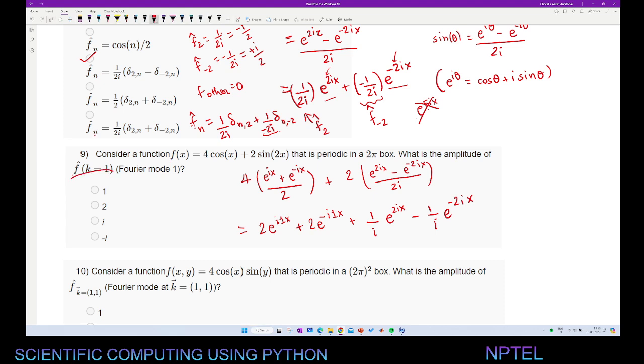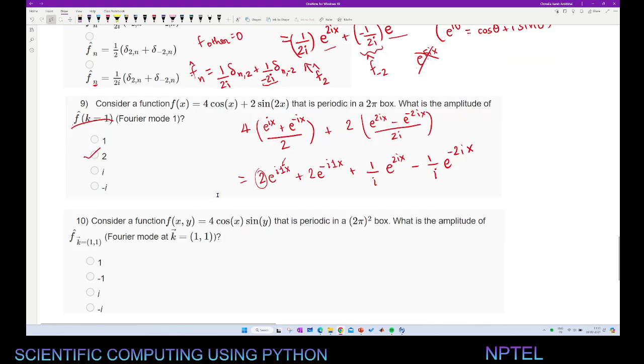So they were calling n earlier, now they are calling it k, but that's alright. So we have to look at k equal to 1. So this is our k, right? e to the power ikx. So what's the coefficient of this? It's 2. So the answer will be 2.